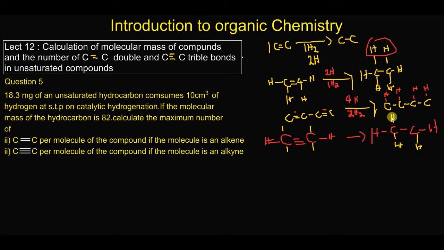So for triple bonds, if we want to convert one triple bond to a single bond, how many hydrogens do you require? You require 4 hydrogen atoms in all. That is equivalent to two hydrogen molecules.